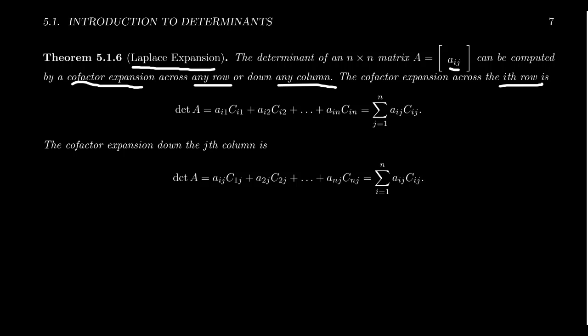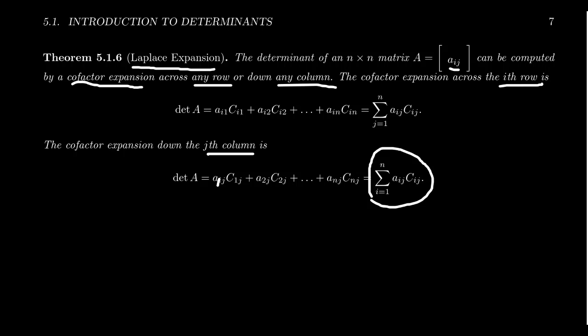But you can also expand across the jth column, in which case the column becomes fixed. That should be a 1 right there. Let me fix that. A1j C1j plus A2j C2j, then A3j C3j, A4j C4j, all the way down to Anj Cnj. We get this closed form here, for which we add together all of the Aij times Cij.